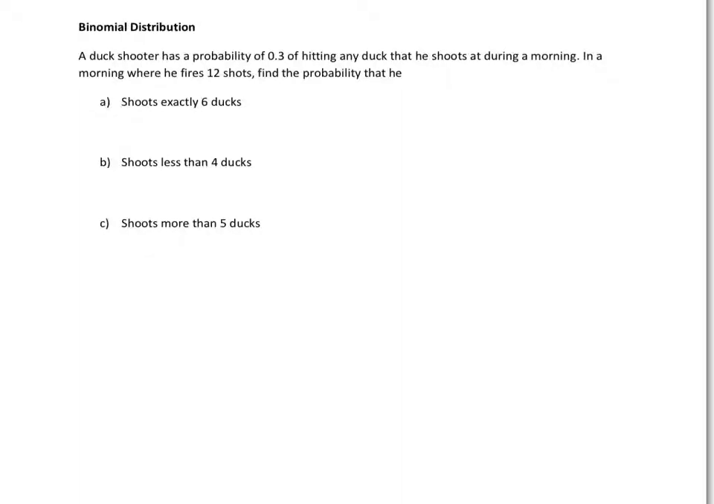Okay, what I want to do here is help us identify that this is a binomial distribution and what about it makes it a binomial distribution. And then I want to answer a few questions about the binomial distribution here. When we're looking for a binomial, we're looking for a fixed probability. We've been told we've got a probability of 0.3 of hitting this duck, and we've got a fixed number of trials, 12 shots.